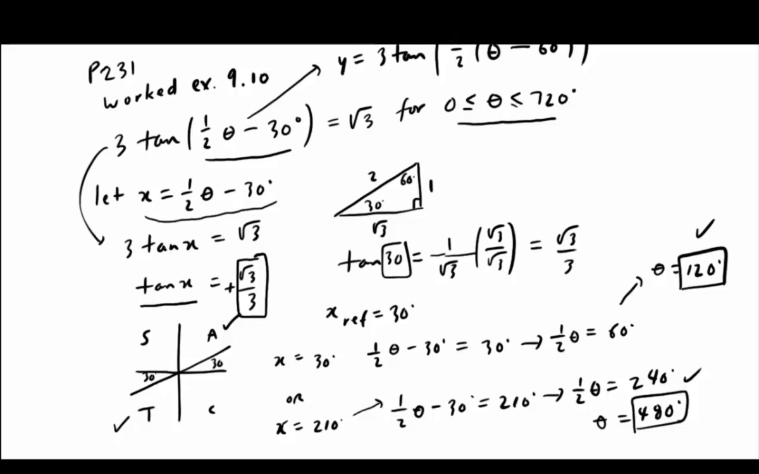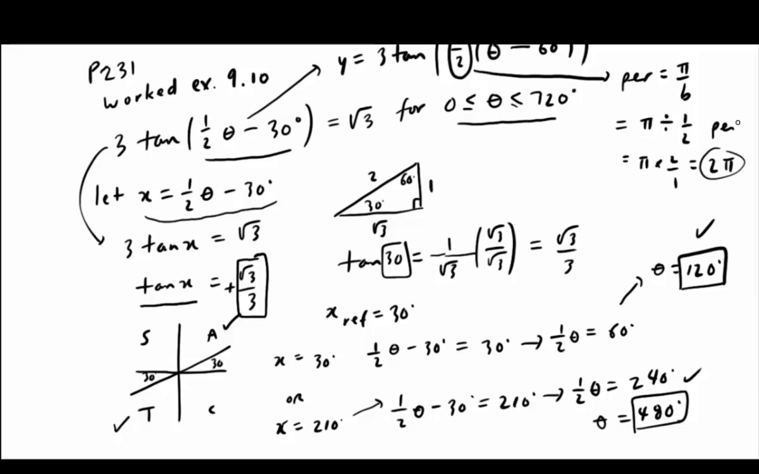Now what we see here is the b value. We know that the period equals pi over b for tan. For sine and cos, it's 2 pi over b. So what we have is the period of tan equals pi divided by 1/2, which equals pi times 2 over 1, which equals 2 pi. So what's happening here for this graph is the period, it repeats every 2 pi, which means that answers repeat every 360 degrees, which is equivalent to 2 pi.